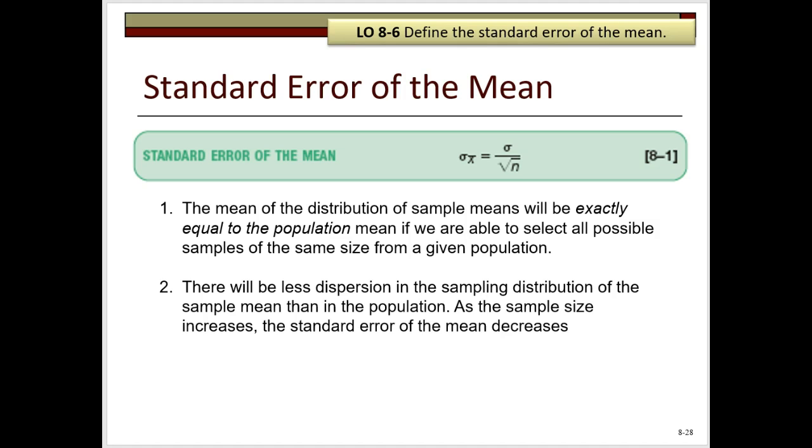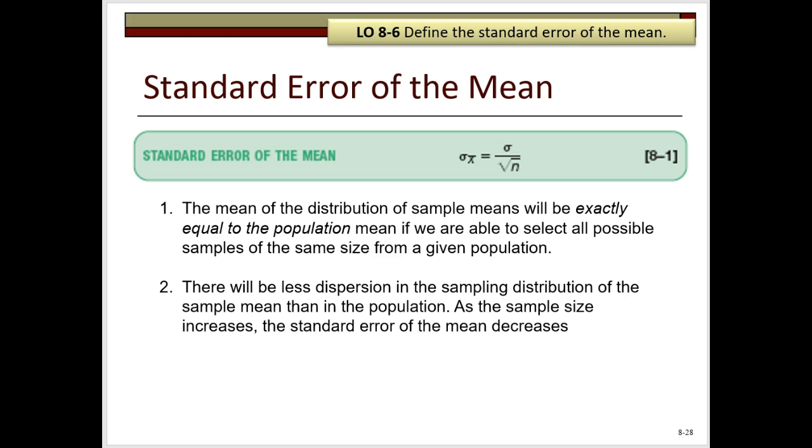Now we're going to look at the standard error of the mean, that is, of using the sample mean as a method of estimating the population mean, is the standard deviation of those sample means over all possible samples of a given size drawn from the population. There will be less dispersion in the sampling distribution of the sample mean than in the population. As the sample size increases, the standard deviation of the mean decreases.